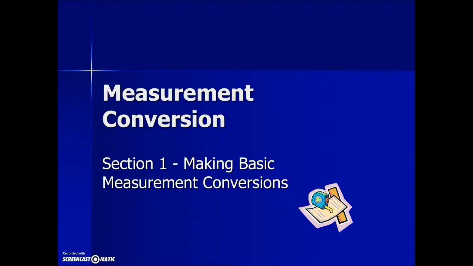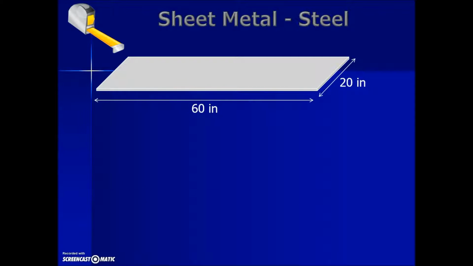Measurement Chapter Section 1, Making Basic Measurement Conversions. In this first example, we have a sheet of metal measuring 60 inches by 20 inches.